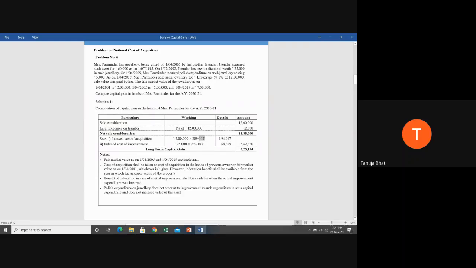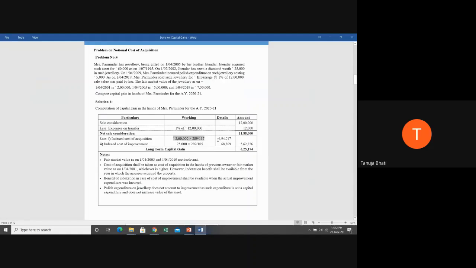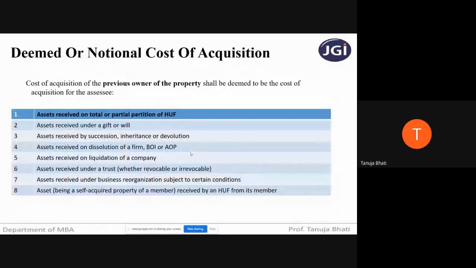The year of acquisition, ma'am. Of the previous owner or the current owner? Just now in my concept, I told you that for indexed cost of acquisition in the case of notional cost of acquisition, you have to take the year in which the current owner acquired the asset. Mrs. Parminder acquired the asset in 2005, so which index are you going to consider? 2005-06, that is 117. So therefore 289 divided by 117, and you get 4,94,017.